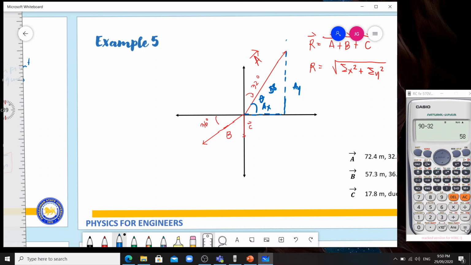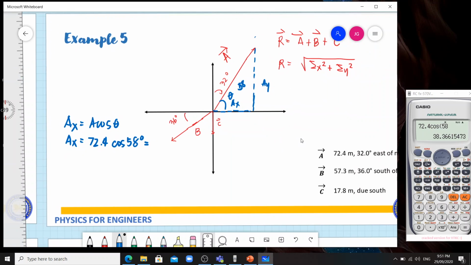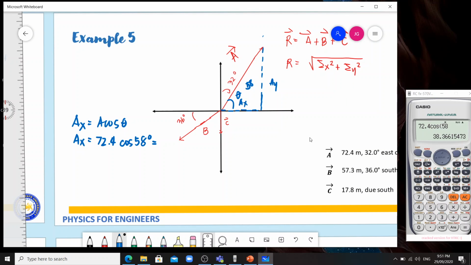Para makuha si X component, given ang A ay cosine theta. So, AX, ang A natin, A cosine theta. So, AX natin dito ay 72.4 cosine 58. Positive ba ang X? Yes. Dapat positive siya kasi nasa first quadrant. So, 72.4 cosine 58 is 38.4, tignan natin significant figure para okay. Positive, meters.